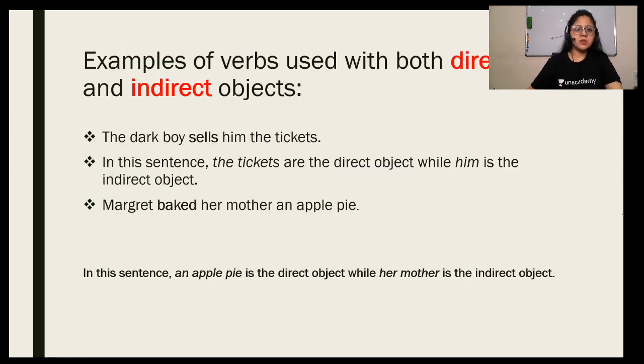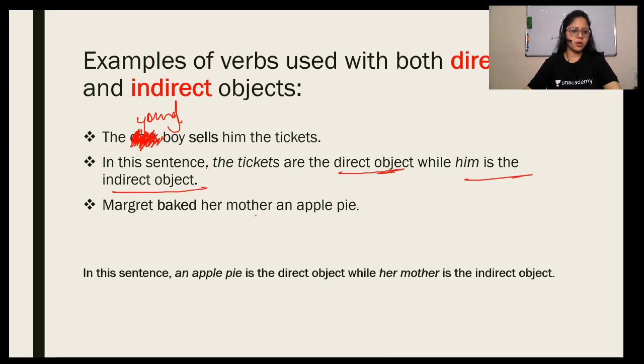Now, examples of verbs used with both direct and indirect objects. The young boy sells him the tickets. In the sentence, the tickets are the direct object, while him is the indirect object. Margaret baked her mother an apple pie. In the sentence, an apple pie is the direct object, while her mother is the indirect object.